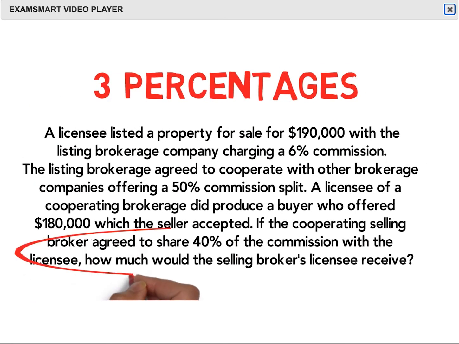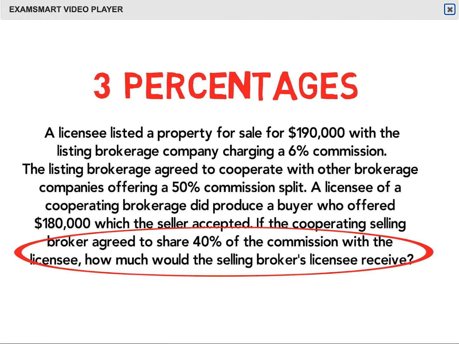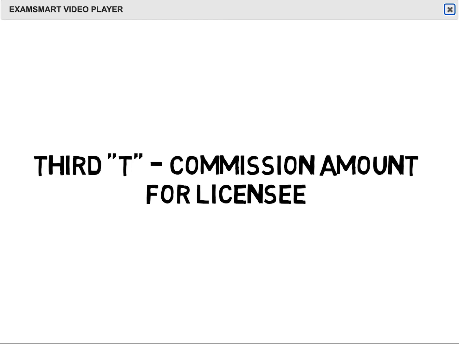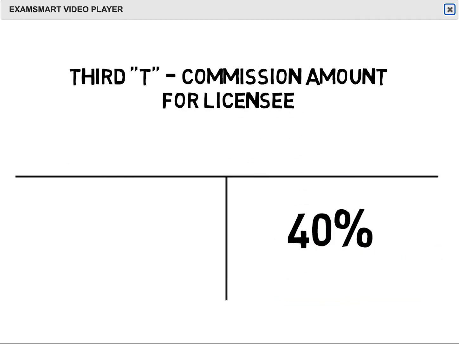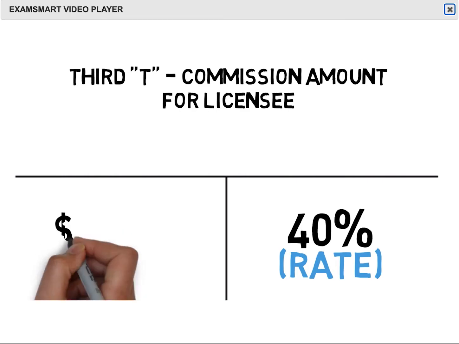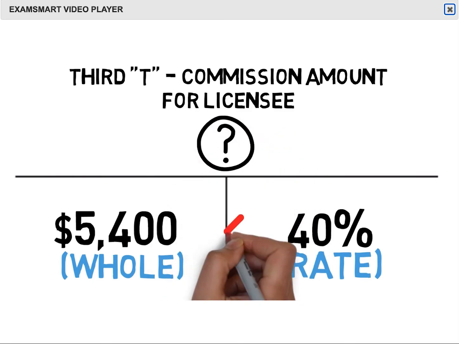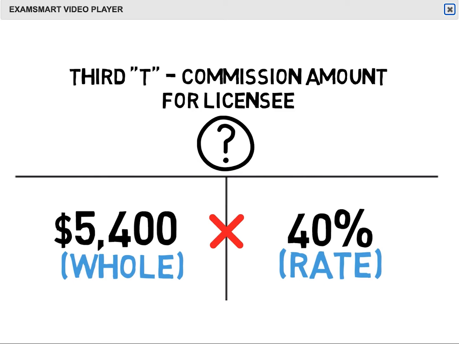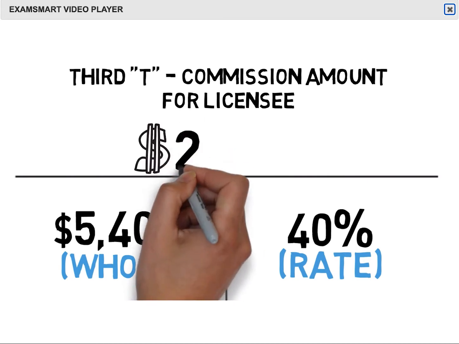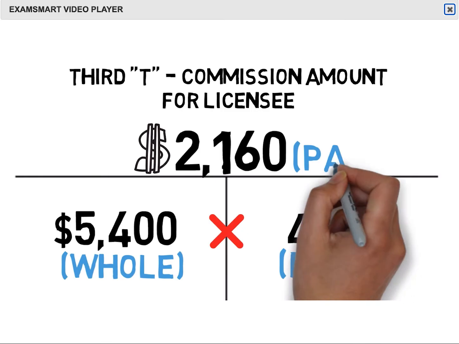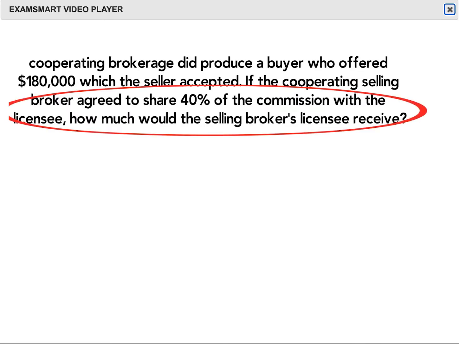Then the selling broker agreed to share 40% of the commission with their licensee. So how much will the licensee receive? So in the third T, our percentage will be 40%, which goes in the bottom right. The selling brokerage's total share was $5,400. That will be the whole amount on the bottom left. So we multiply straight across. We will take $5,400 times 40%, which will give us our part, or the amount for the licensee to receive, which will be $2,160. So $2,160 will be our answer.